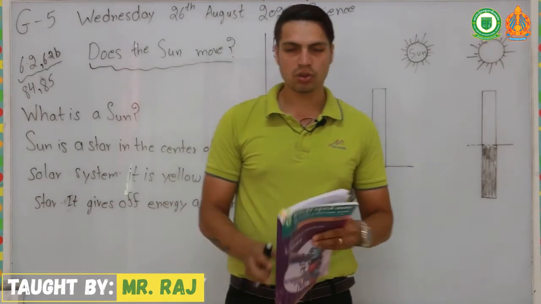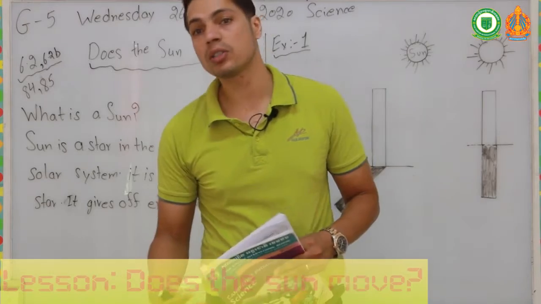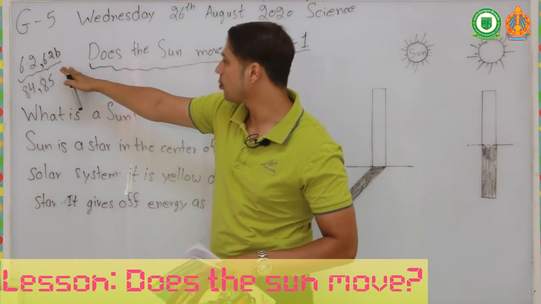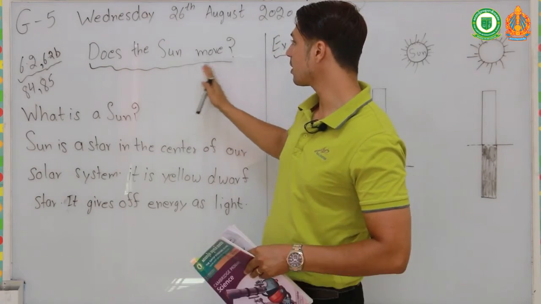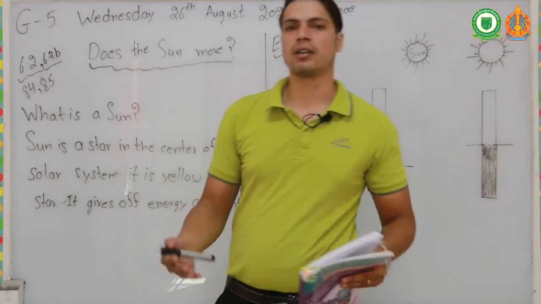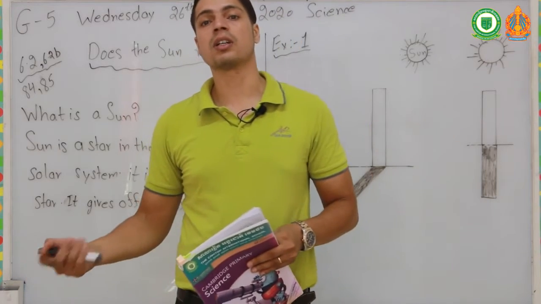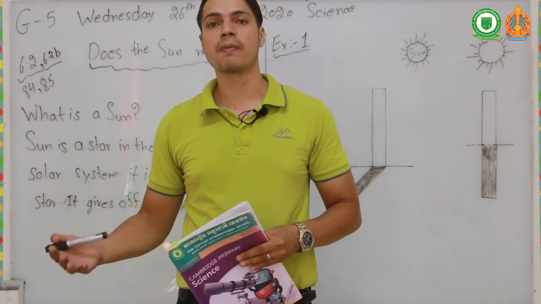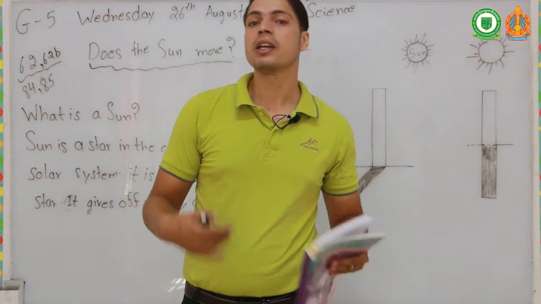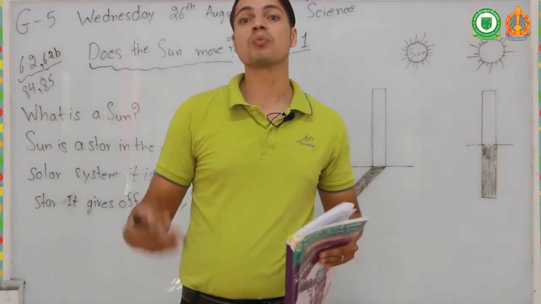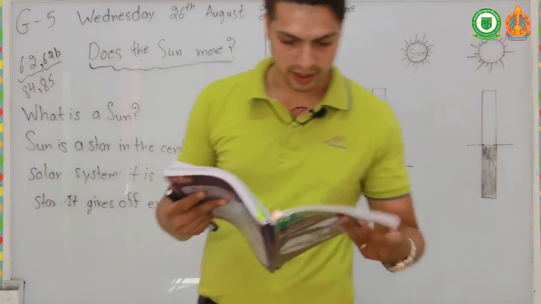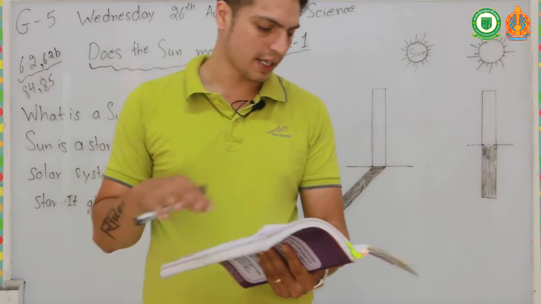So today we are going to learn about our next activity, 6.2b. Does the sun move? What do you think? Last week we studied about earth movement, and this week we will study about sun movement. Do you really think the sun is moving in space? Let's find out. I will read first and then I will explain.